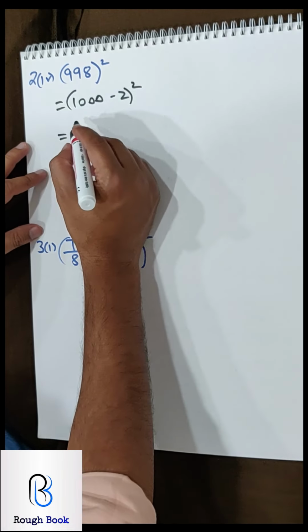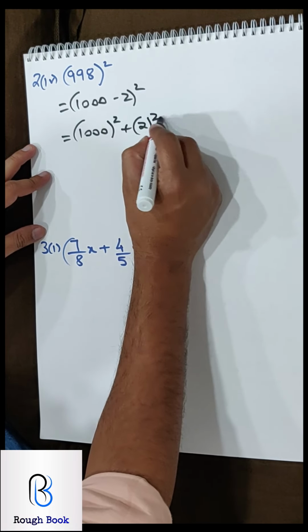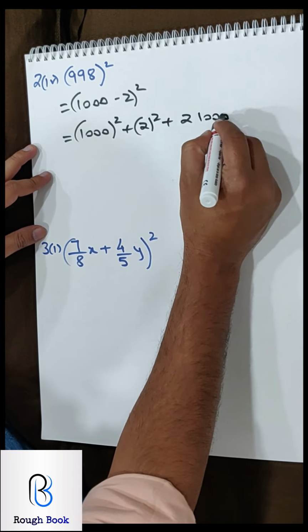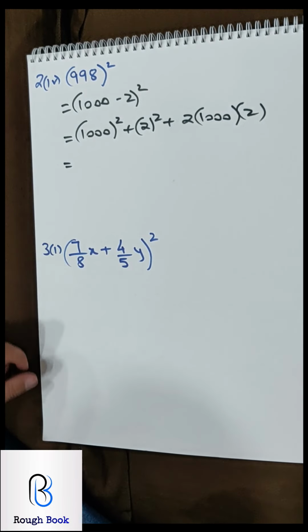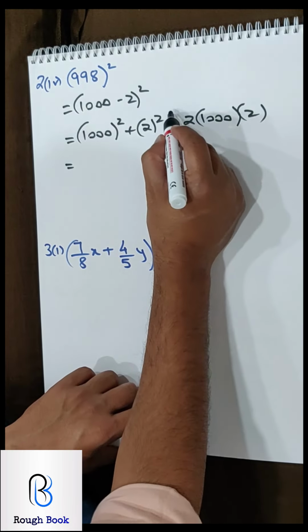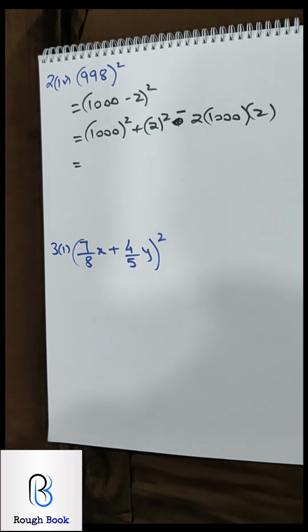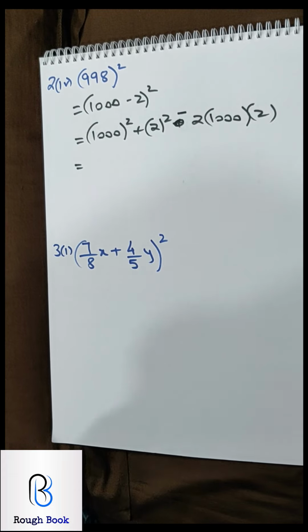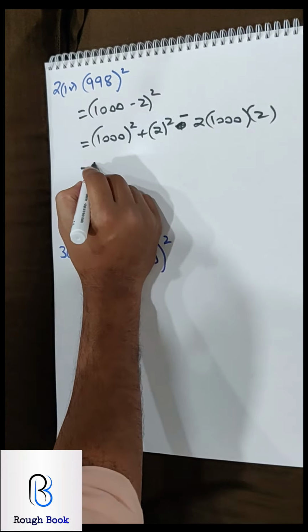Sorry. So 1000 square plus 2 square, 2 times 1000 into 2. What is my mistake in this step? Yes, this should be, sorry, minus. Yeah, I'm sneezing. That's bad. Let's go ahead, solve it.